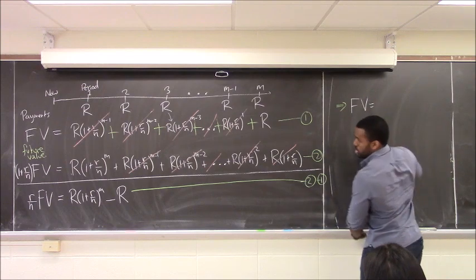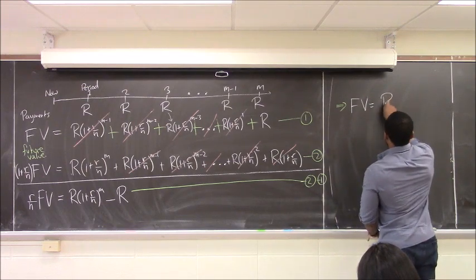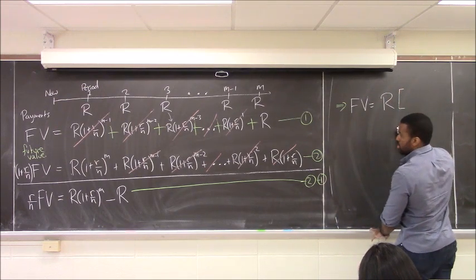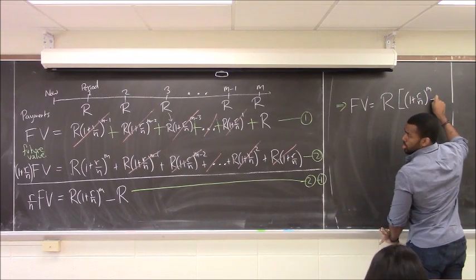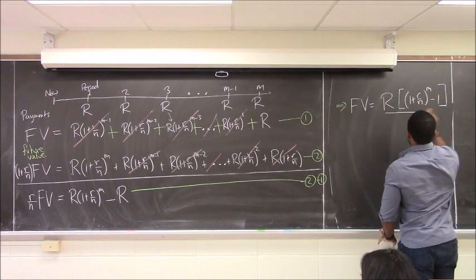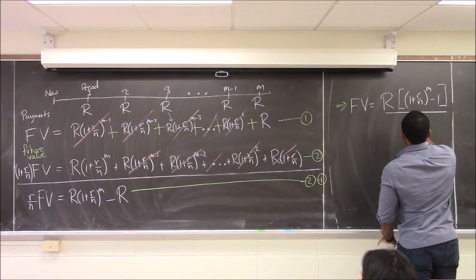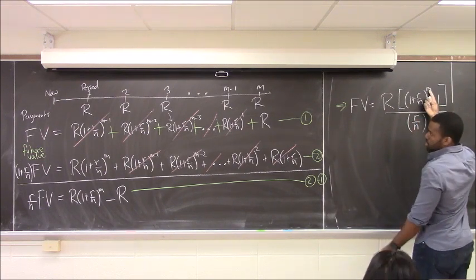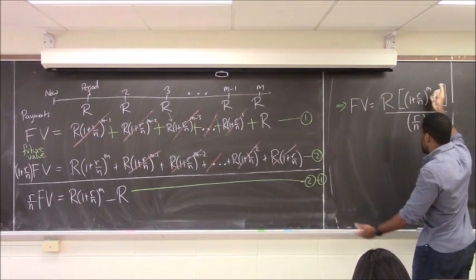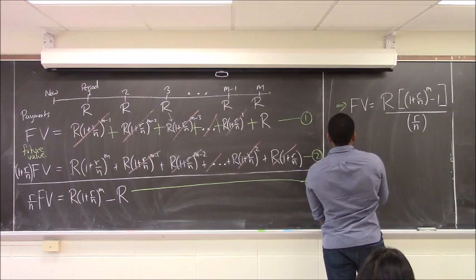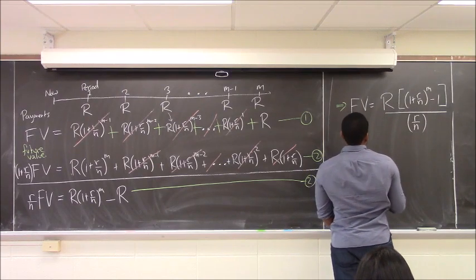And so now basically I just solve for FV. FV equals R, which is a common term, I can factor that out. It's going to be 1 plus r over n to the m, minus 1, over r over n. And of course m is the number of periods, which, if they tell you how many times it's being compounded per year and you know how many years there are, is just going to be given by n times t. So we get the following.